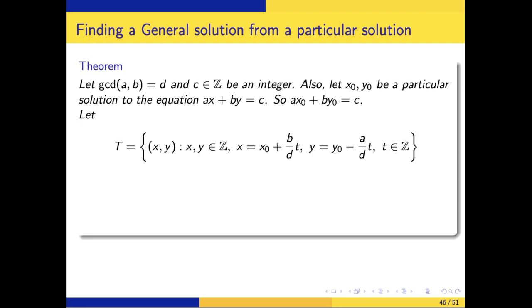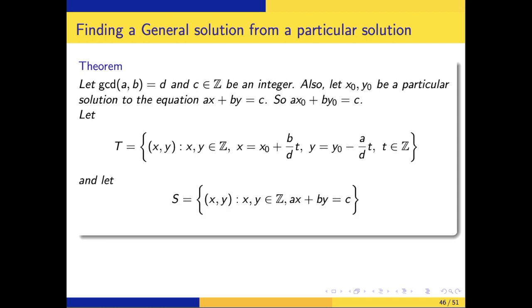Then we define two sets. The first set, which we will call capital T, is defined as follows. It is the set of ordered pairs x and y, where x and y are integers, and x and y satisfy the two equations x equals x0 plus (b upon d)t and y equals y0 minus (a upon d)t, where t is some arbitrary integer.